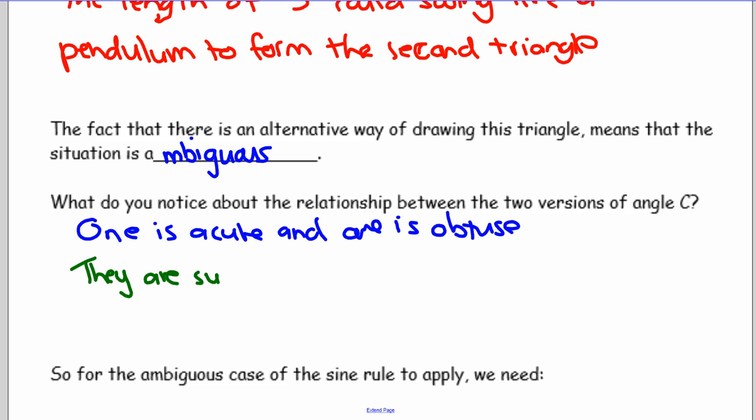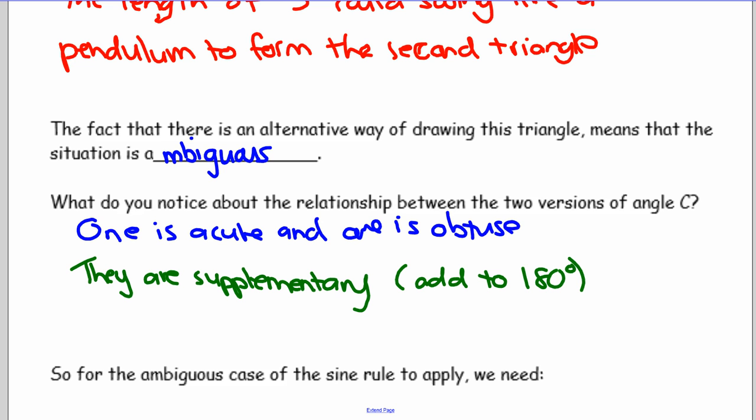Supplementary, which means they add to 180 degrees. So what you tend to do is use the sine rule to find the angle, just the regular way. To find the second answer for the angle, because they add to 180, you just do 180 minus what you got.